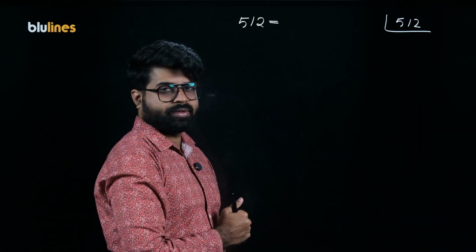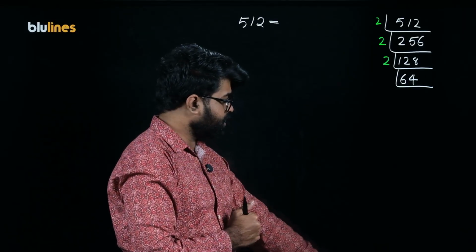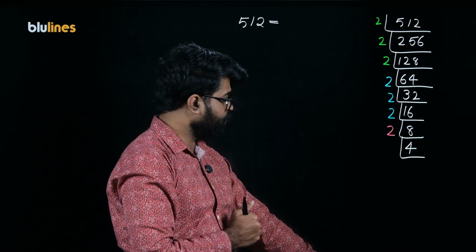Next one, 512. As usual, we can factorize 512. It can be expressed as 2, 256, 128, 64, 32, 16, 8, 4 and 2.